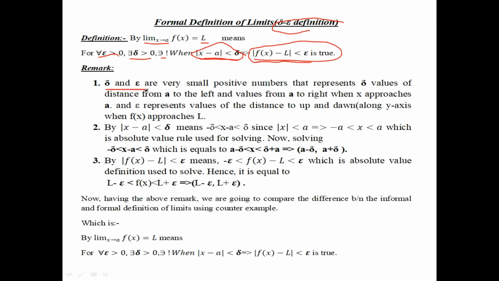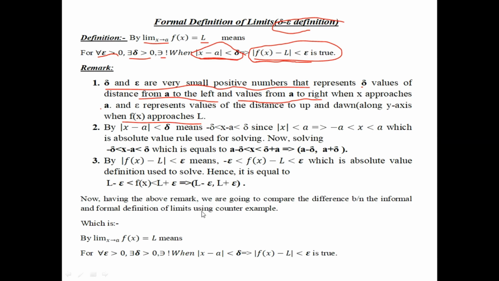Delta and epsilon are very small positive numbers. Delta represents the distance from a to the left and from a to the right when x approaches a, and epsilon represents the distance up and down along the y-axis when f of x approaches L.